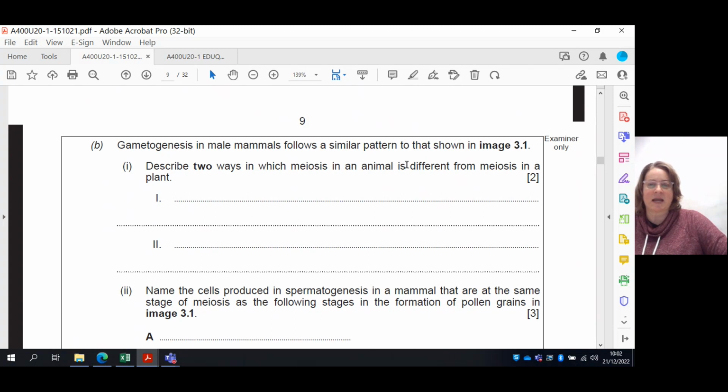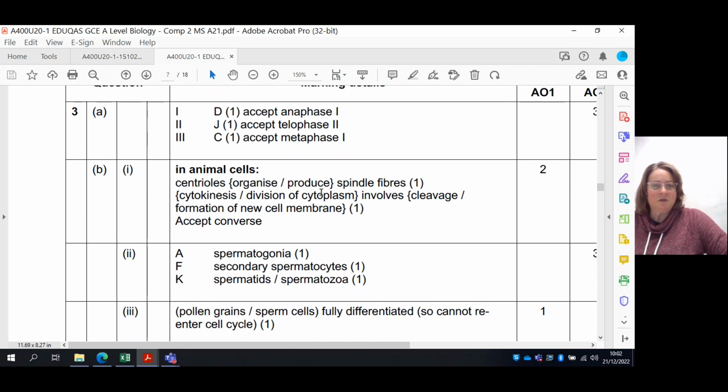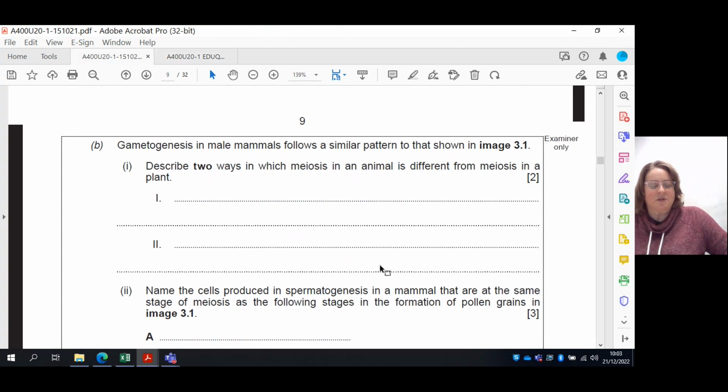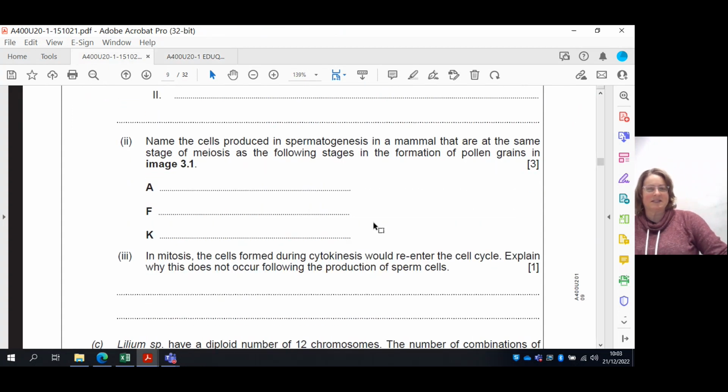So, 2 ways in which meiosis in animal cells is different from plant cells. The mark scheme tells you the organization of spindle fibers into centrioles in animals, and the cleavage furrow that you'd get, the cleavage into new cell membranes. The mark scheme does not say anything about the plates instead of the cleavage furrows, but that is the idea here, and the converse argument the other way around is absolutely right. Good.